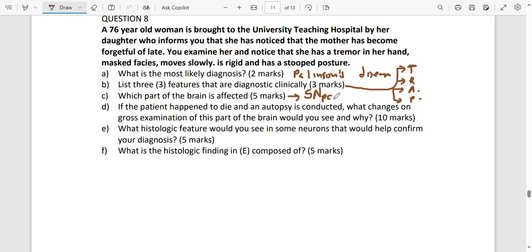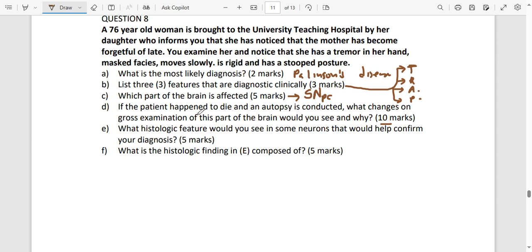If the patient happened to die and an autopsy is conducted, what changes on gross examination of this part of the brain would you see, and why? And please don't be scared of marks. You can see the marks there, right? But this is something you can answer in 2 lines, but it's 10 marks. Just like this one, you just saying substantia nigra, 5 marks. So let not marks scare you. Write what you know. Okay, let's go.